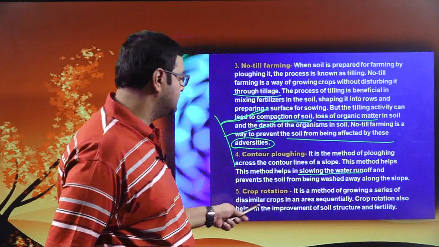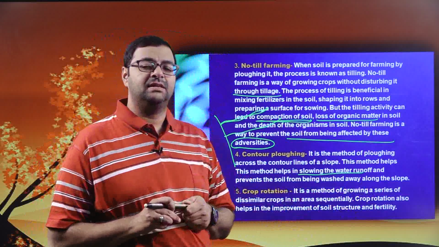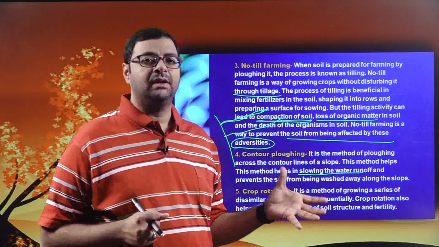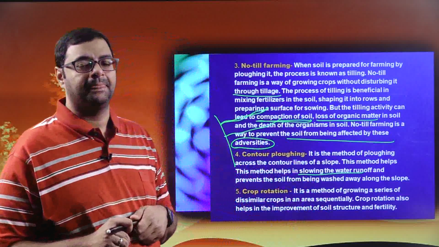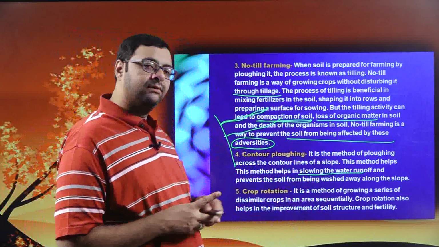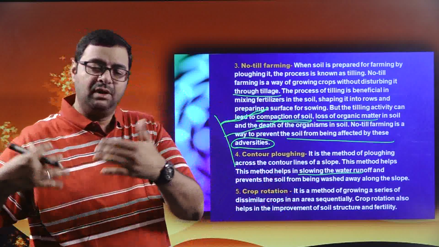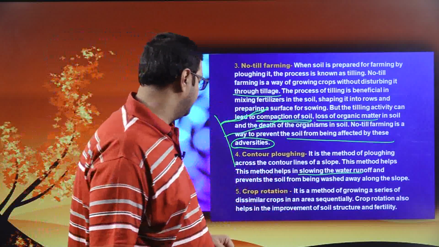Crop rotation also helps in improving the soil structure and fertility. So say for example, if you are growing brinjal plants in two lines, in the third line you can grow a leguminous crop. When you do that, whatever nitrogen is taken by the brinjal plant, the legume plant will replenish. So that way crop rotation is very, very useful for us.